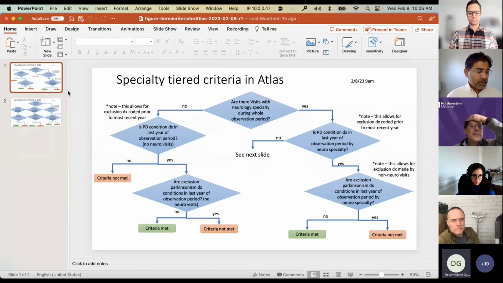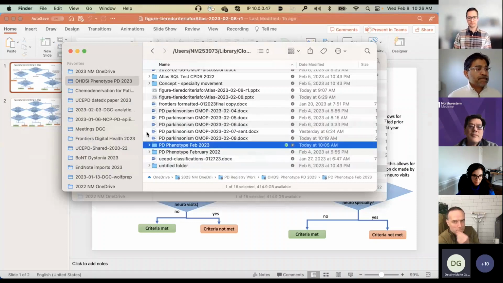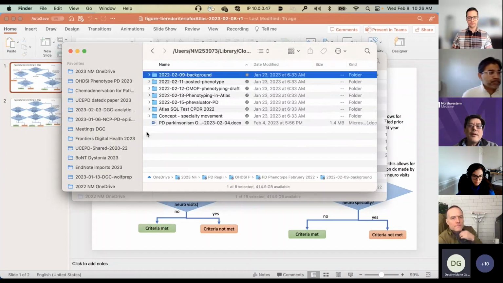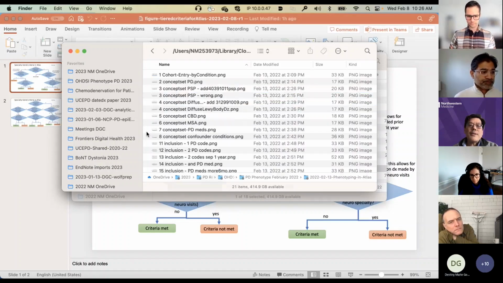So in this particular case, it is possible for an internal medicine trained physician to manage Parkinson's disease in a Parkinson's disease clinic. Yeah. So I started to do this in Atlas, and let me see, where was it?